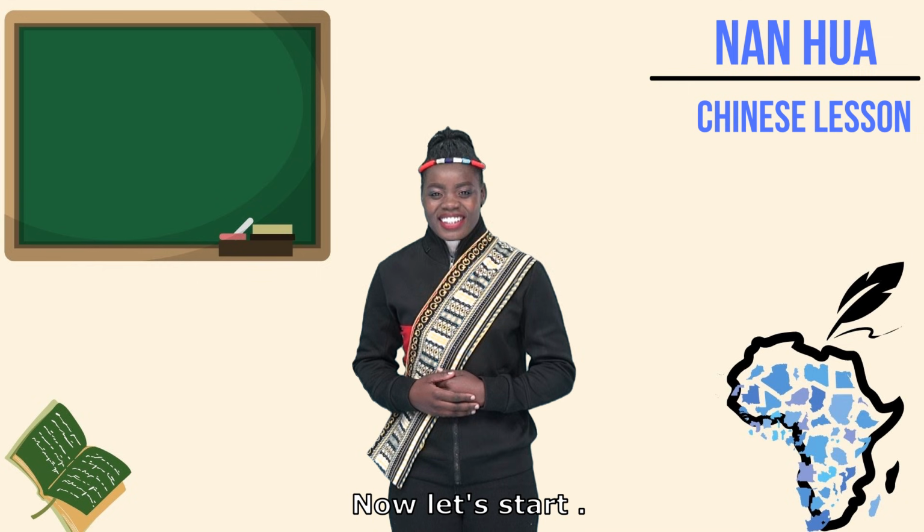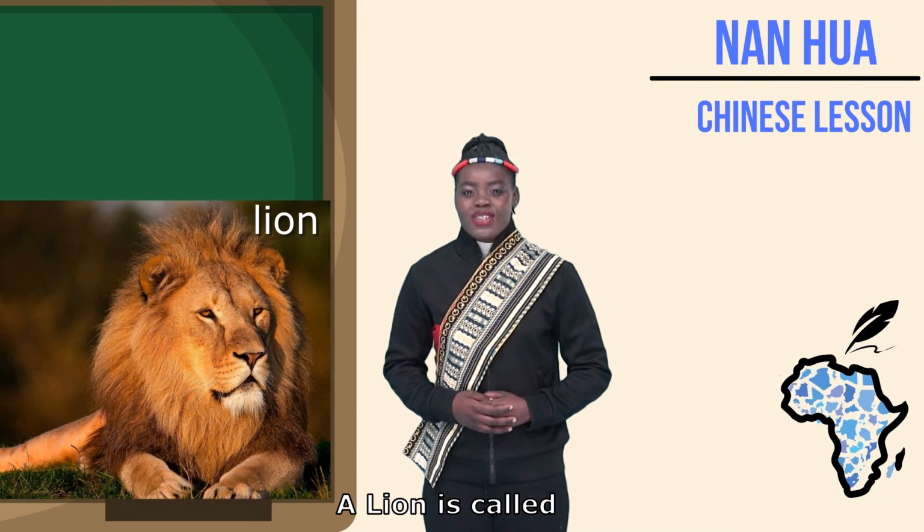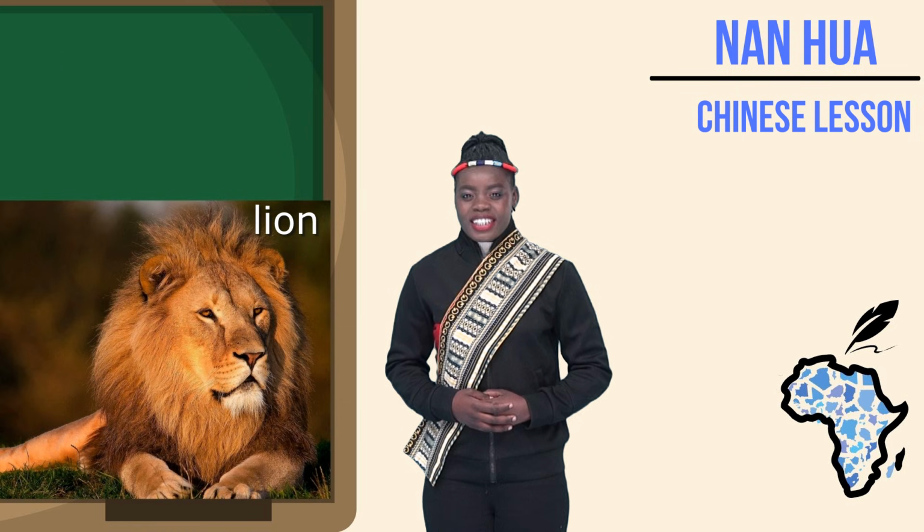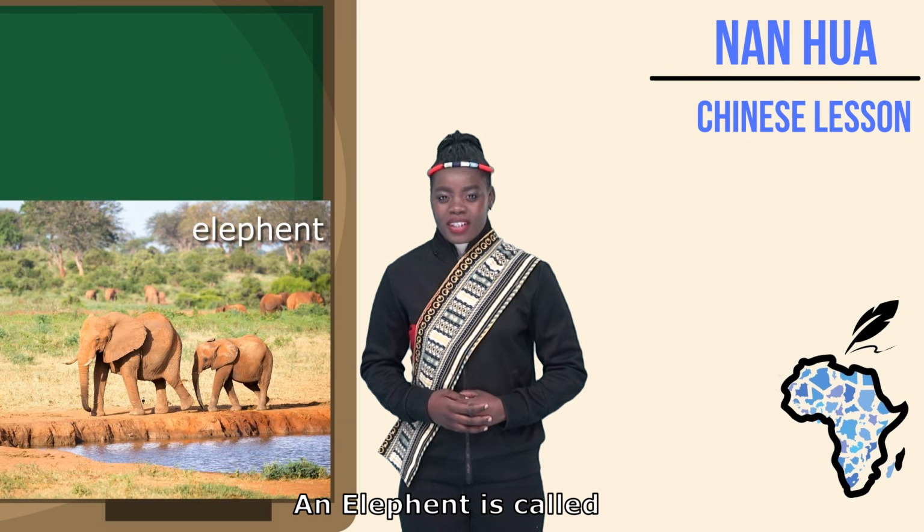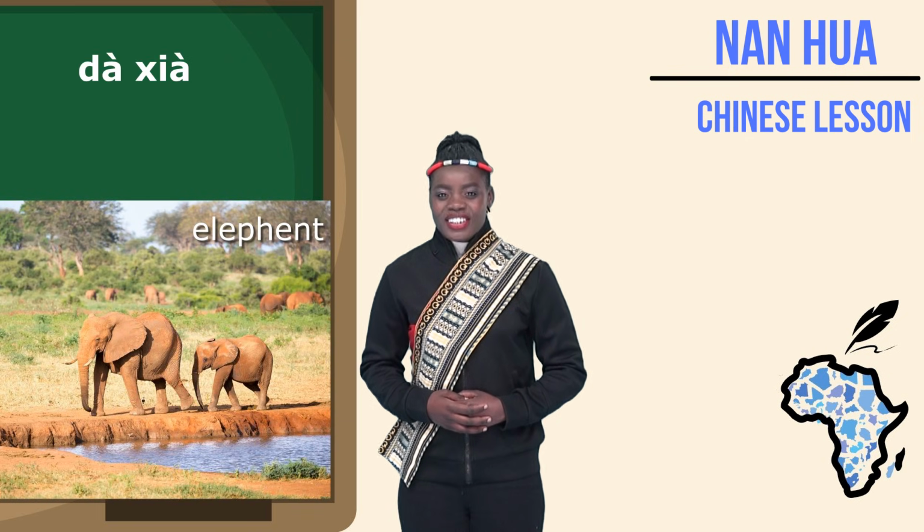Now, let's start. A lion is called 狮子. 狮子. An elephant is called 大象. 大象.